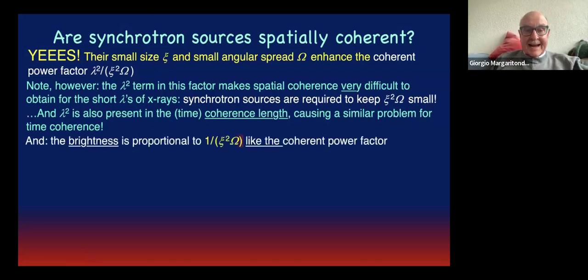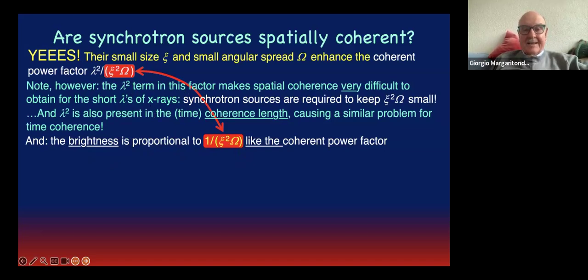And so now the other point to be noted is that the geometric factors are present in the brightness as in the coherent power factor. So we have been struggling for decades to increase the brightness, notably by improving the geometric characteristics of the source, for example, using relativity to decrease omega. And we got a bonus, that is, the same factors are also increasing coherence, so we got high brightness and high coherence. Is this important?